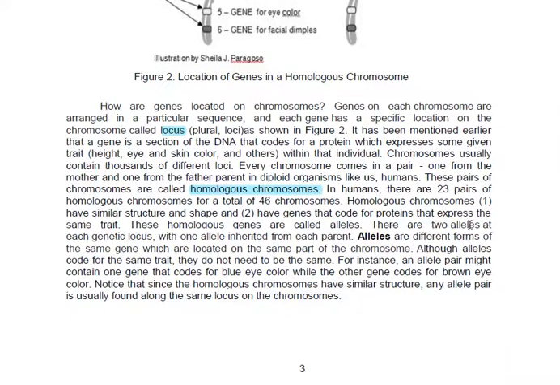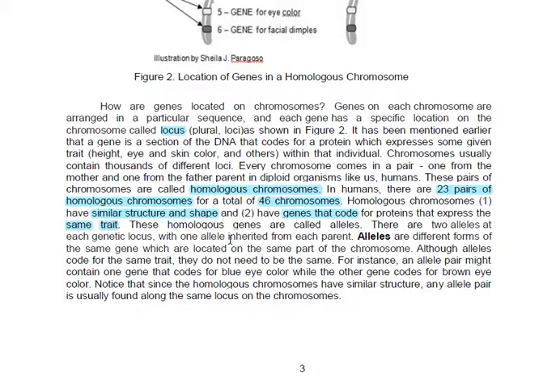In humans, there are 23 pairs. Very important to note, 23 pairs of homologous chromosomes. So we have 23 pairs, and therefore we have a total of 46 chromosomes. So 23 plus 23, 46. Homologous chromosomes have similar structure and shape. And number 2, they have genes that code for proteins that express the same trait. Okay? So, it is homologous if it has similar structure, the same shape and size. And inside the chromosome, it has genes that code the same, no? Genes that code for the same trait.